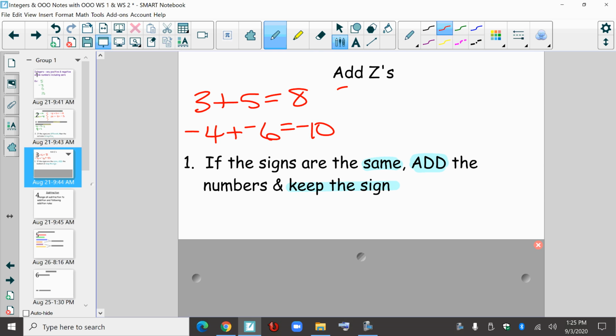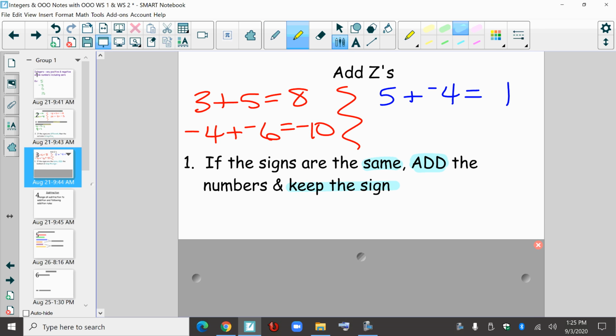Now what happens when the signs are not the same? I have $5, but I owe somebody $4. So how much money do I have in my pocket? Well, I want you to visibly count them on your hands and say, I have $5, and if I take away 4, I have 1 finger left. Which means what we did is we subtracted those and we kept the sign of the larger number. 5 is bigger than 4, so that's why the outcome is positive.